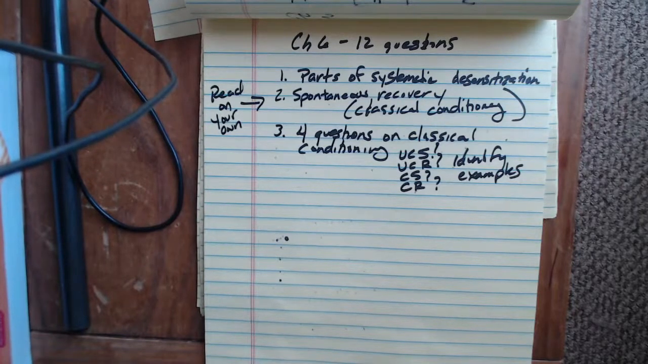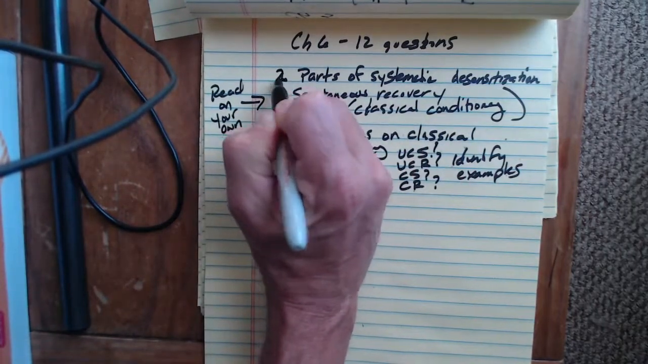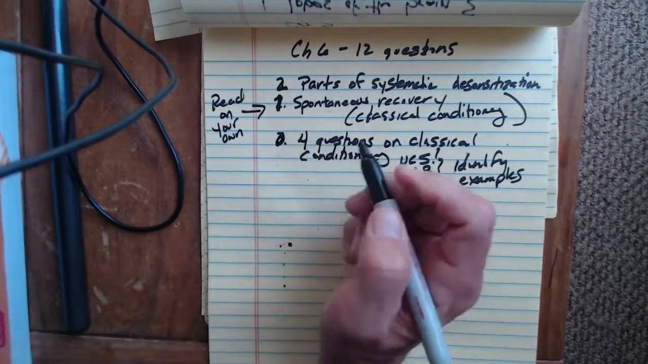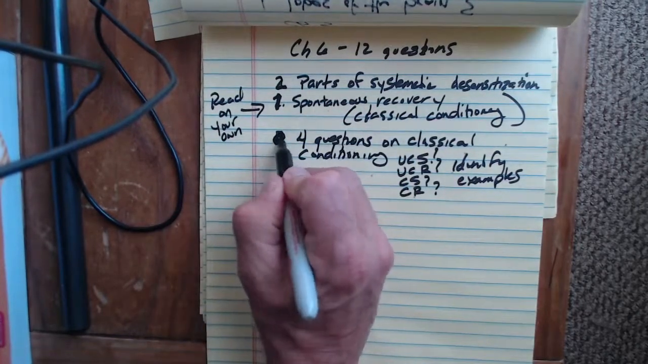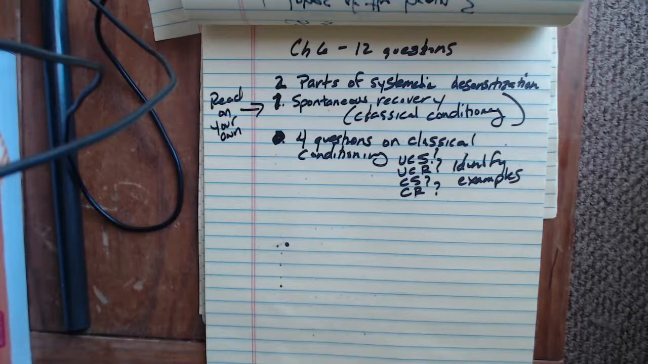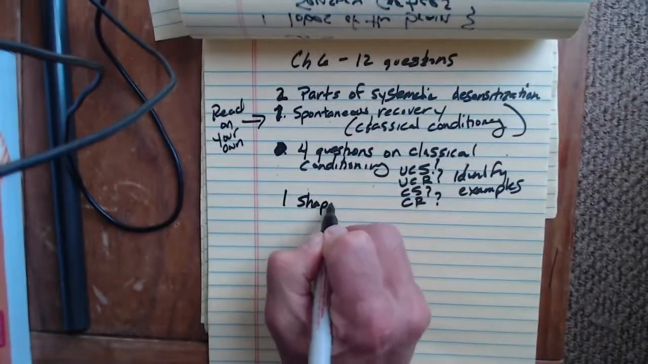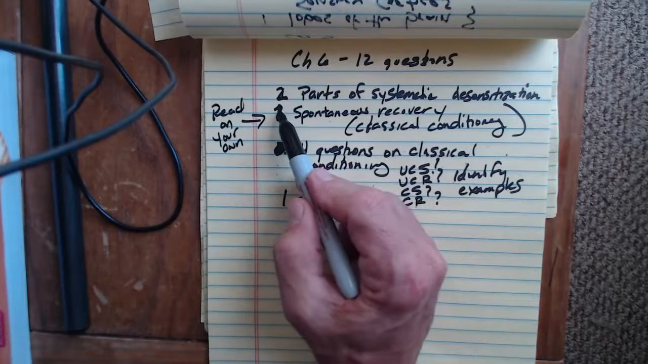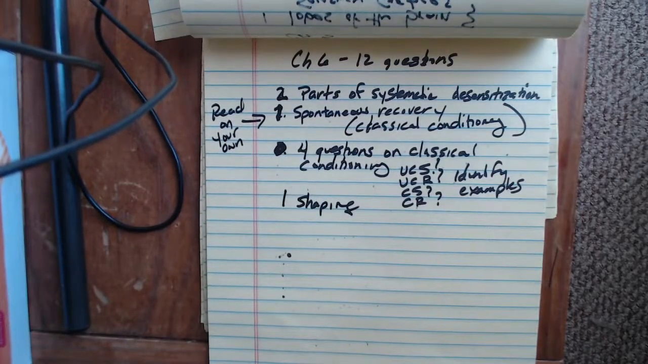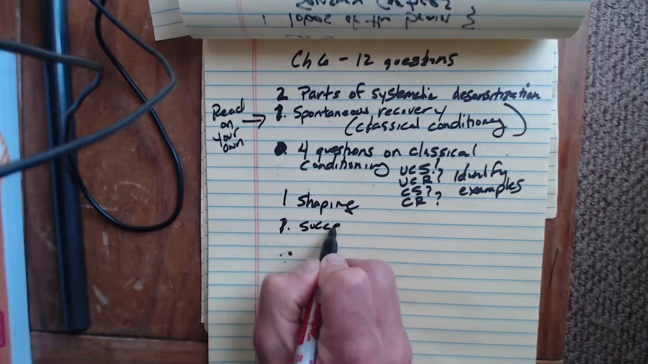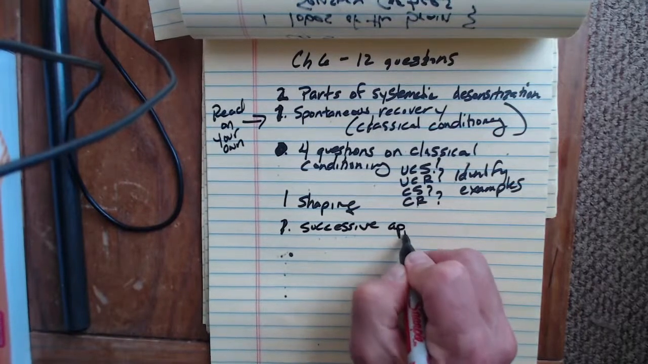Okay, let's see. Actually, you know what? There are 2 questions on that. There's 1 question on that, and there are 4 questions on that. Excuse me, 2 questions, 1. I shouldn't be numbering them that way. That's confusing. Okay, let's see. There's 1 question on shaping. So we got 1, 2, 3, 7, 8 shaping. And let's see, what is shaping? What is a successive approximations?